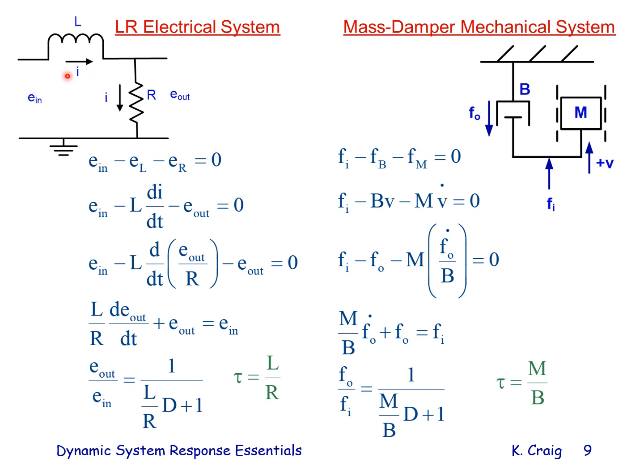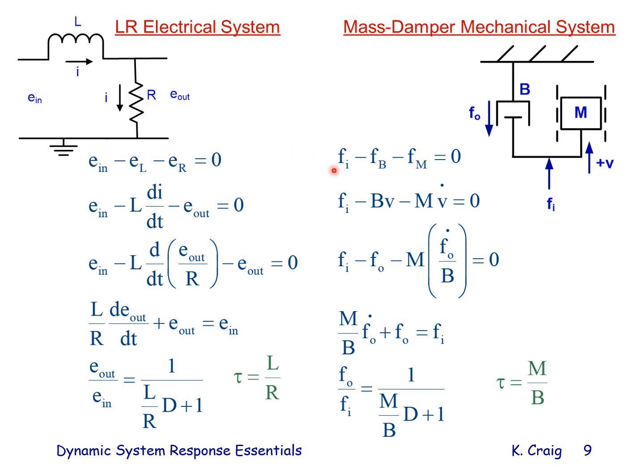The L and the R are in series. They have the same current. For the analogy, the damper and the mass must have the same velocity. One end of the damper is connected to ground. The other end of the damper is connected to the mass. They both move with the same velocity. I have an input force, and the output force is the force in the damper, just as the output voltage is the voltage across the resistor.